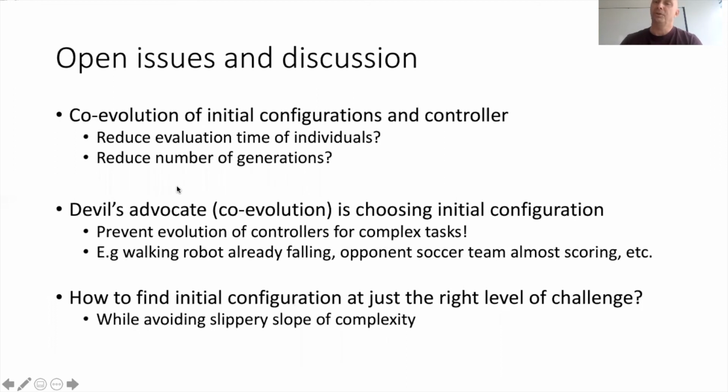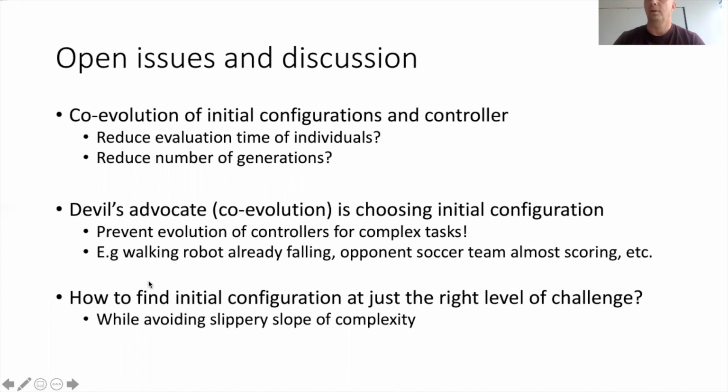Then on the downside, you can say we haven't solved everything. There are many limitations to the approach I'm happy to discuss. But one of them is that it's the devil's advocate co-evolution that is choosing this initial configuration. So this means that if you have a giant soccer field with robots placed around, then the configuration co-evolution would find is probably something where the ball is just about to pass the goal line of your own team, preventing forward play. So basically, it's hard in the current setup to do something for a very complex task.